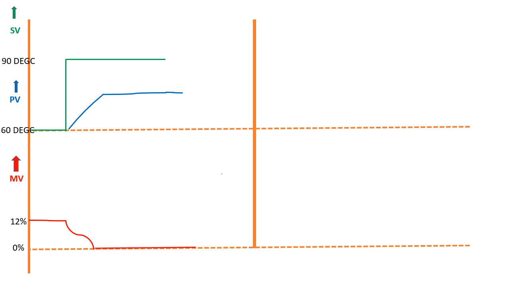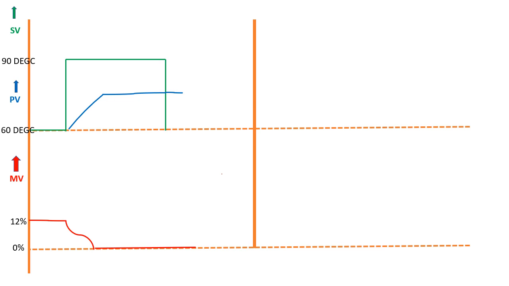Now, as long as the error is there, the integral action will keep on acting on it, and this will cause the MV value to go more and more to the negative side, right? But practically negative MV is not possible, so it will take the MV value to 0.